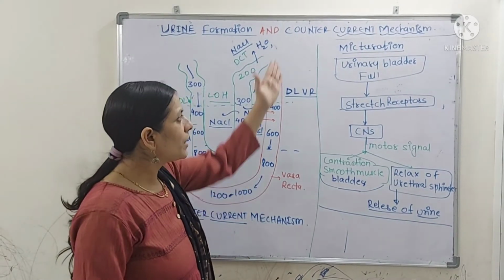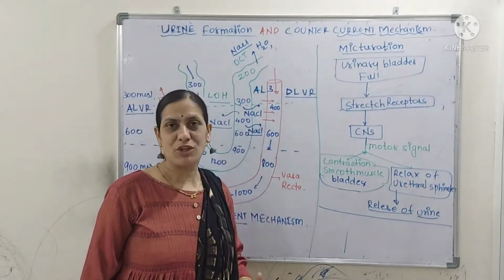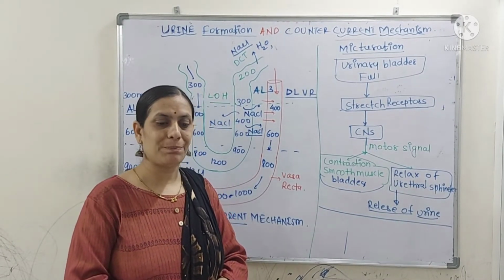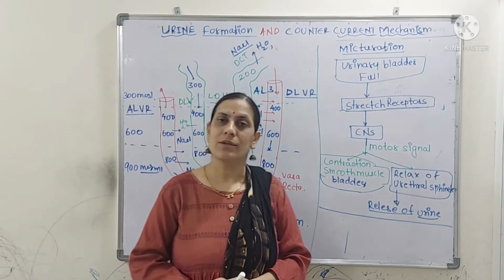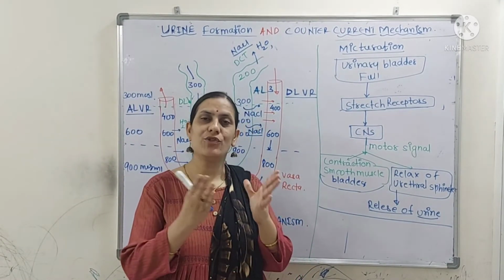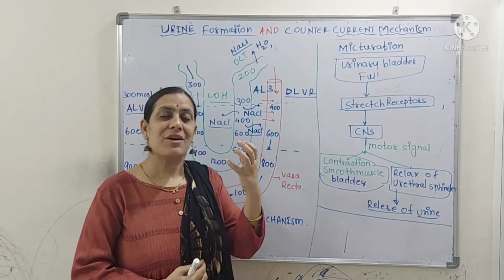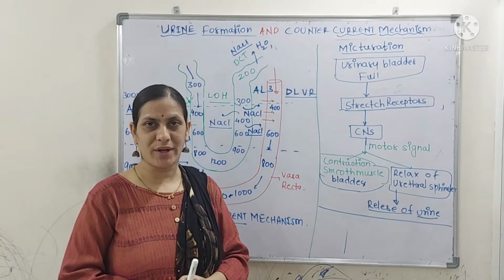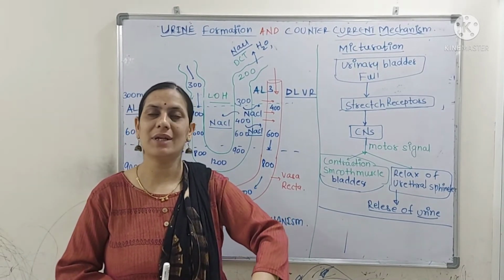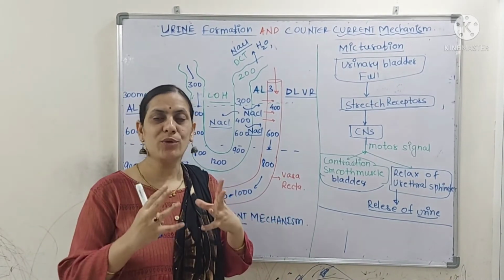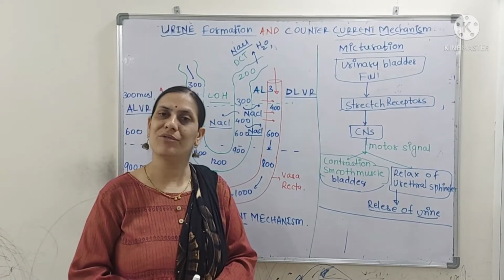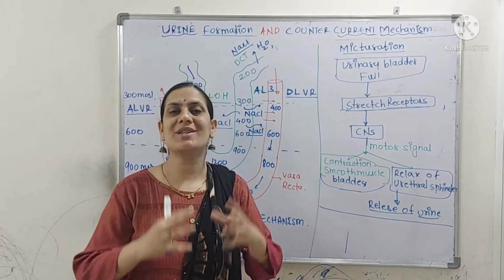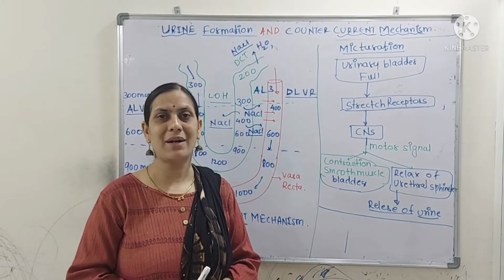Now we are going to check the micturition process. Micturition is the process of passing out urine. Once the urine is concentrated, it comes into the renal pelvis, and from the renal pelvis it comes into the ureter. Via the ureter it gets into the urinary bladder. When the urinary bladder gets full of urine, the stretch receptors in the wall of the urinary bladder get stretched.